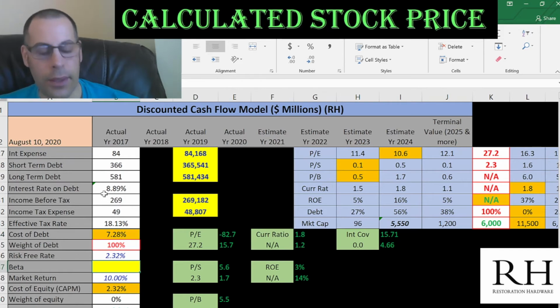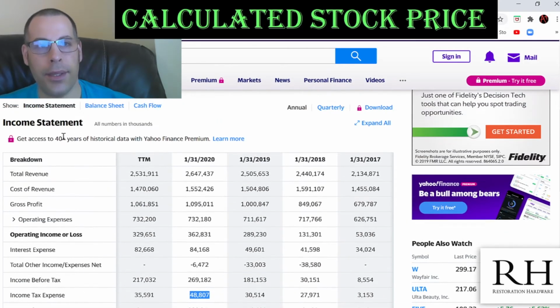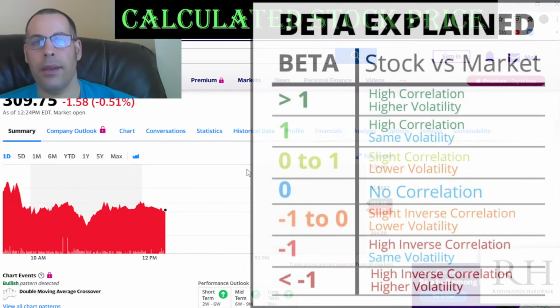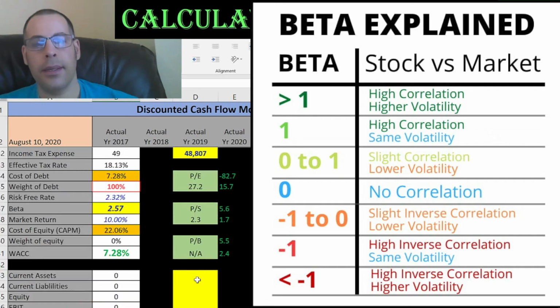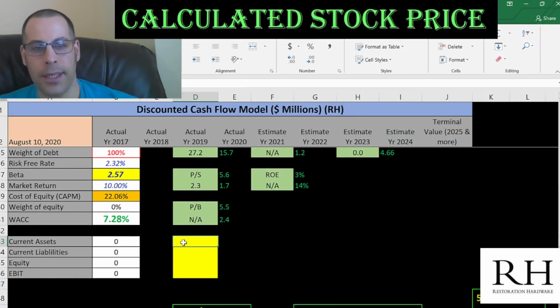And now to get the cost of equity, we need the beta. That's how volatile the stock is relative to the market. The market as a whole has a beta of 1. This has a beta of 2.57, so the stock moves 2.5 times the market. It's a pretty volatile, risky stock.